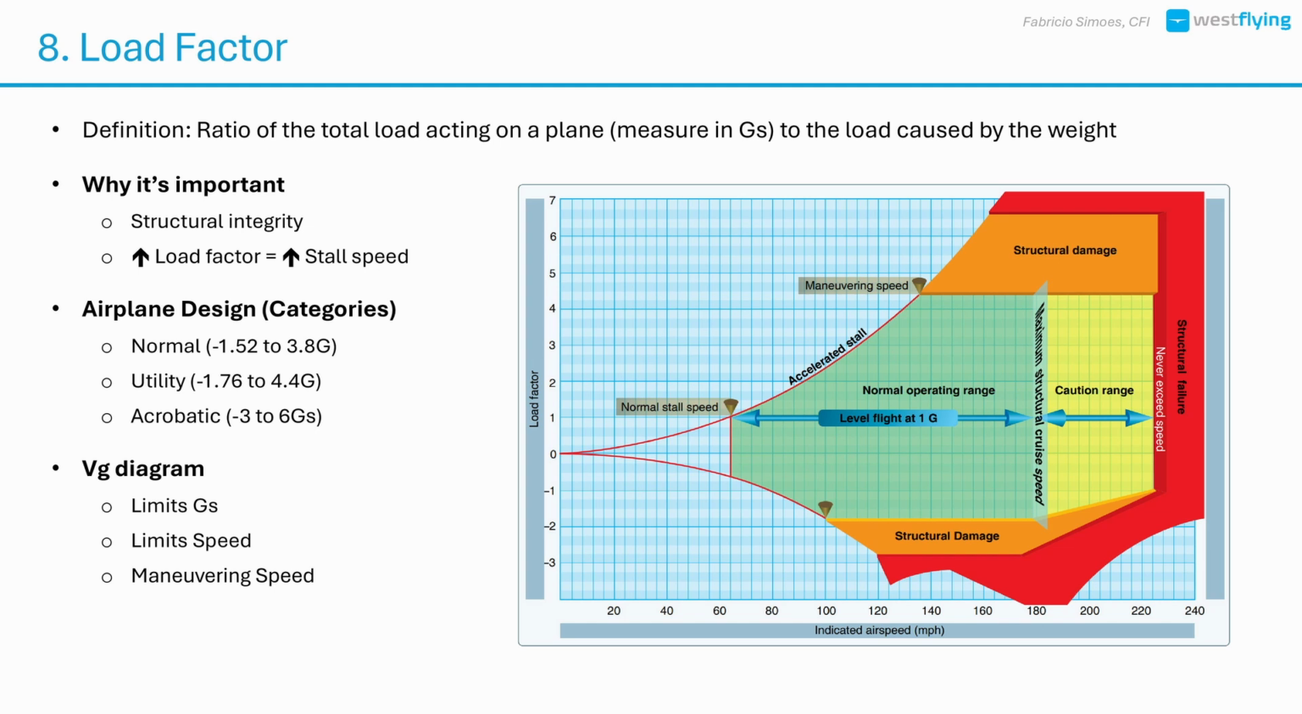The aircraft's structural design is rated for a specific G-load range, depending on its certification category. These limits are illustrated in the VG diagram, which shows the aircraft's maximum G-load versus airspeed.